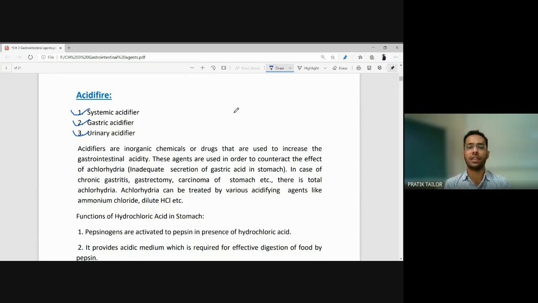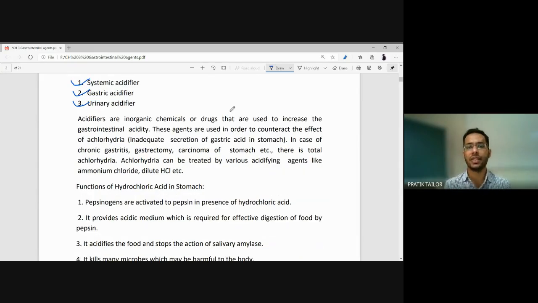Gastric acidifiers will be used in case of achlorhydria or hypochlorhydria, where your gastric acid secretion will be less. Urinary acidifiers will be used to render the urinary system pH on the acidic side, and it may be the case of urinary tract infection or urinary calculi, where stones are to be dissolved in the urinary tract. So these are the major classes of acidifier, and we will be discussing the gastric acidifier.